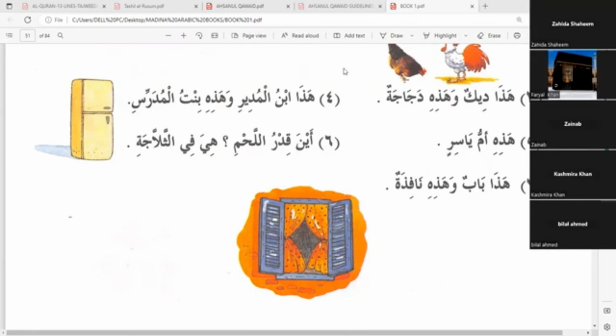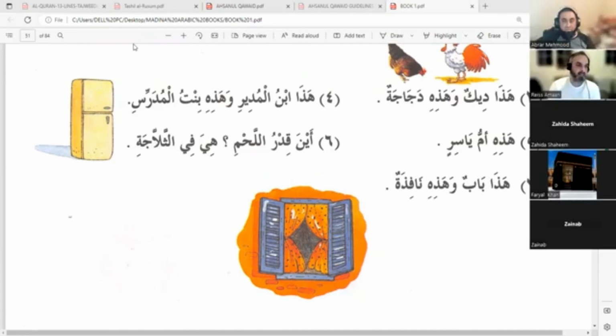Okay. Let's continue this. So Sister Zaida, please go ahead to the last line there. هذا باب وهذه نافذة. This is a door and this is a window.